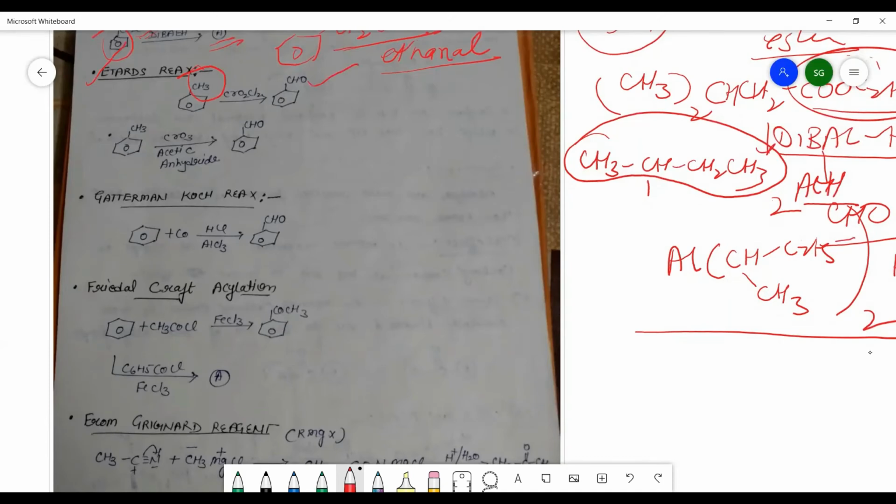into aldehydic group. This is the chromyl chloride. CrO2Cl2 is the chromyl chloride, and we will get the aldehydic group instead of CH3. Now suppose you are taking the toluene. This is toluene, chromic acid in the presence of acetic anhydride. The structure of acetic anhydride will be this. ये है acetic anhydride का structure, ठीक है, and that will be converted into aldehydic group. So in the Etard's reaction, whenever the CrO2Cl2 will react, there is a formation of aromatic aldehydic group.